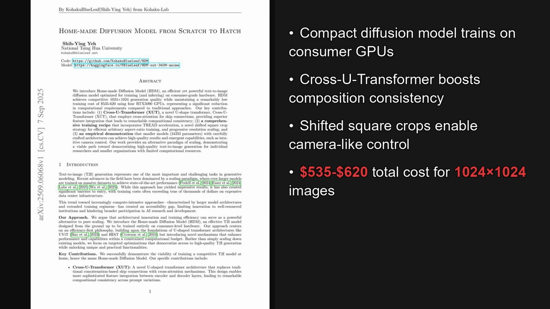Wrapping up, 2 takeaways stand out. A compact cross-U transformer with cross-attention skips and token routing hits strong 1024 by 1024 quality, and the shifted square crop with progressive scaling unlocks arbitrary aspect ratios and intuitive camera control, all on consumer GPUs at a few $100s. The broader implication is accessible, high-quality text-to-image research.